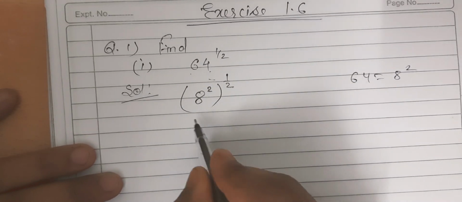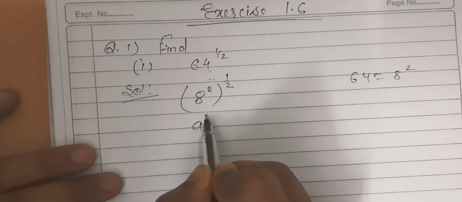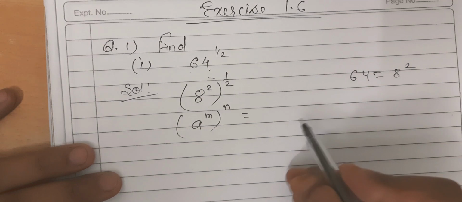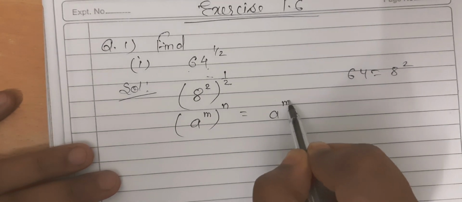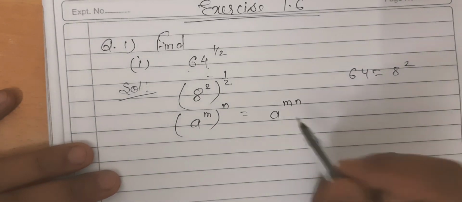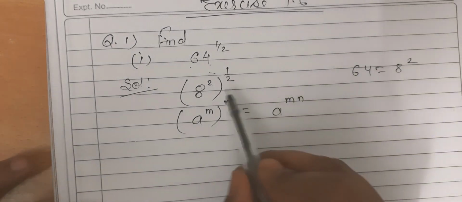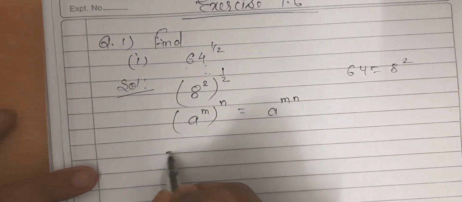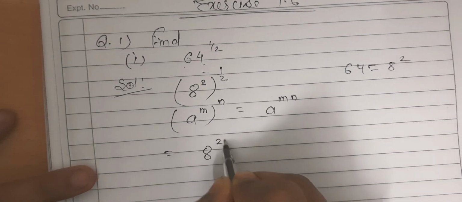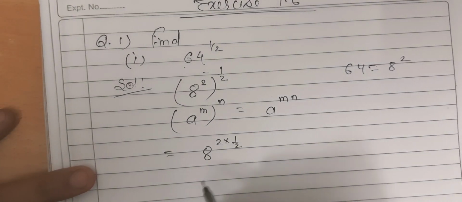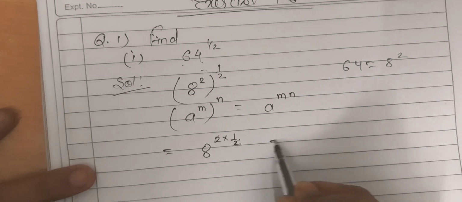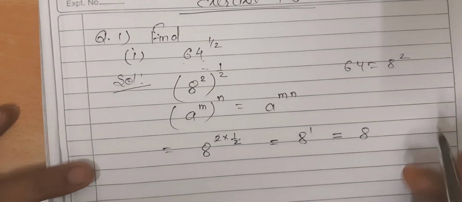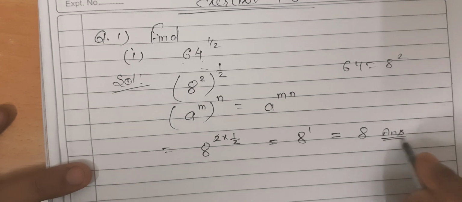Now by using the identity a raised to the power m, raised to the power n, power then power, this can be written as a raised to the power mn. We can multiply the powers in the simplest way. One base and 2 powers, then we can multiply the powers. So we'll get 8 raised to the power 2 multiplied by 1 by 2. This 2 and 2 will cancel out. So 8 raised to the power 1, which is equal to 8. So this is the answer.